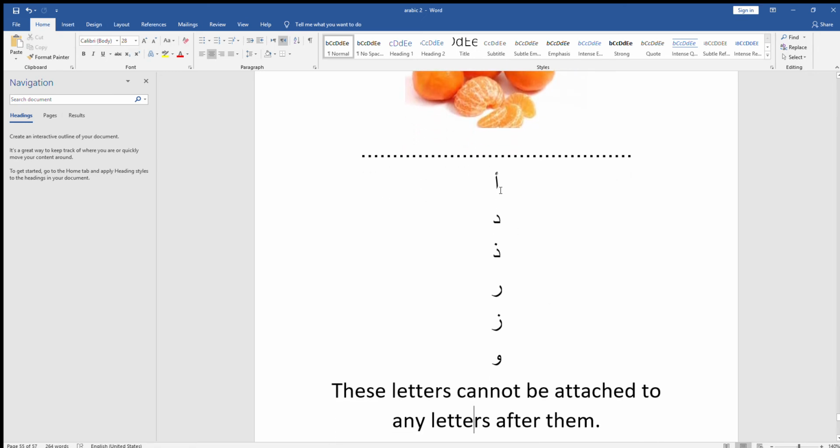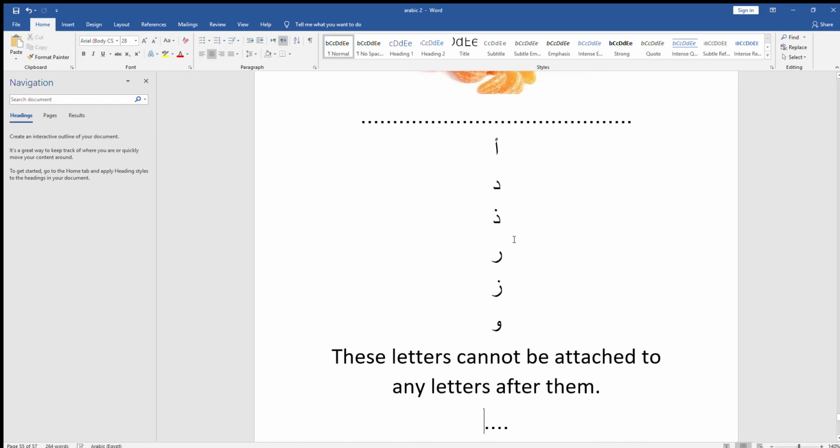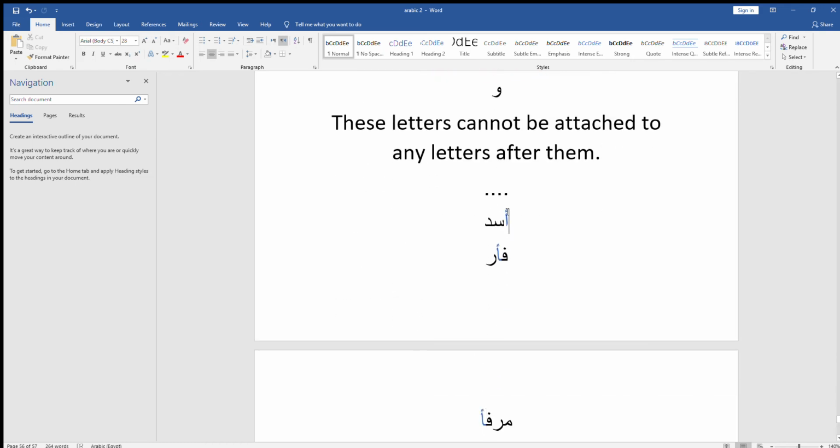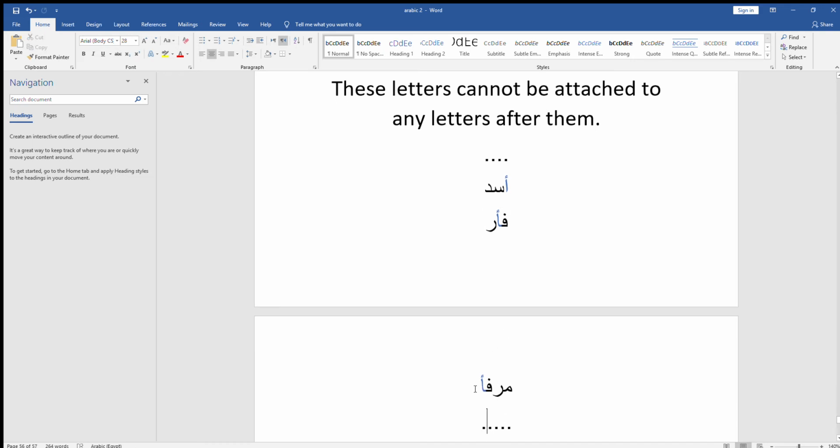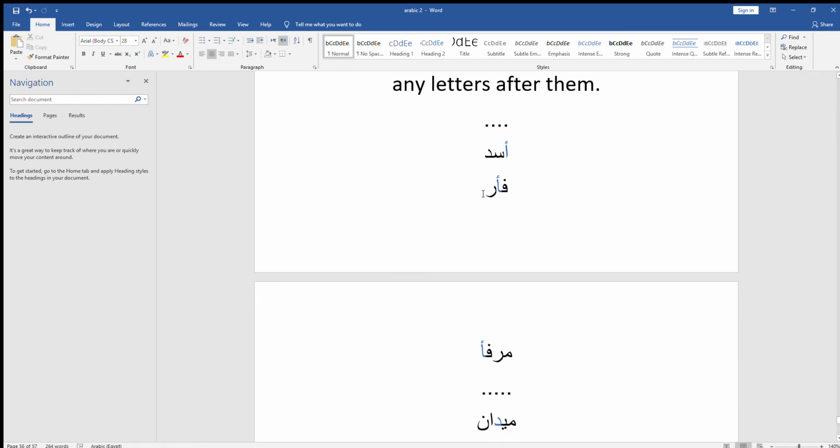And those are 6 letters. They cannot be attached to letters that come after them, but they can be attached to letters that come before them, easy يعني. تمام. أسد. ألف is not attached to sin, but ألف here is attached to فاء because فاء came before ألف. Also here ألف is attached to فاء because فاء came before ألف. But sin here came after ألف. Okay. This is the difference.